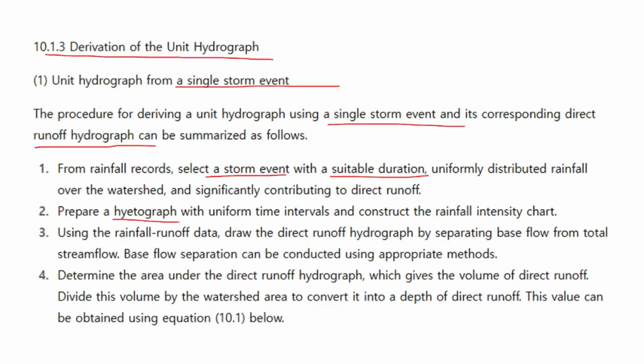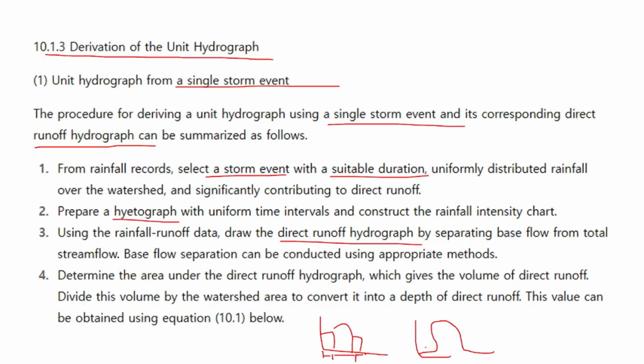Prepare a hydrograph, so that's a graph with the bars, with uniform time intervals. So these time intervals should be uniform. And construct a rainfall intensity chart using the rainfall runoff data throughout the direct runoff hydrograph, by separating base flow from total stream flow.